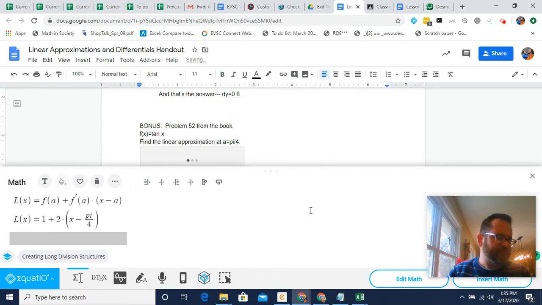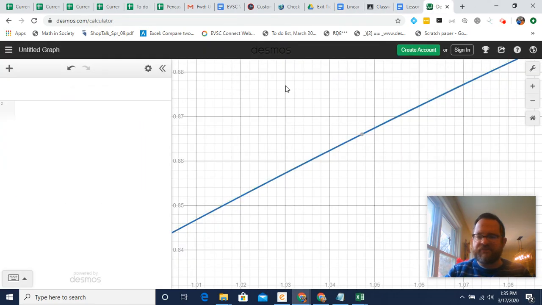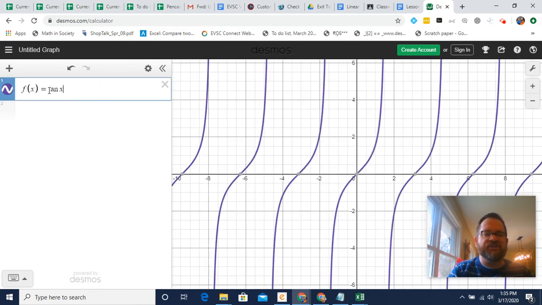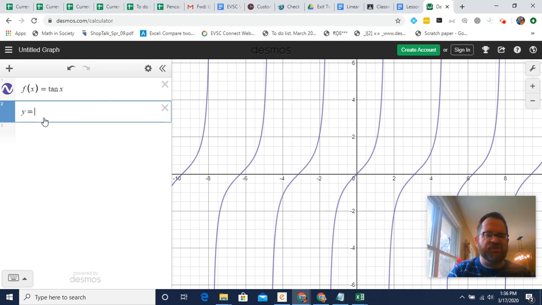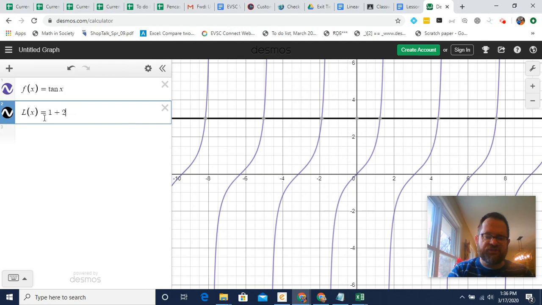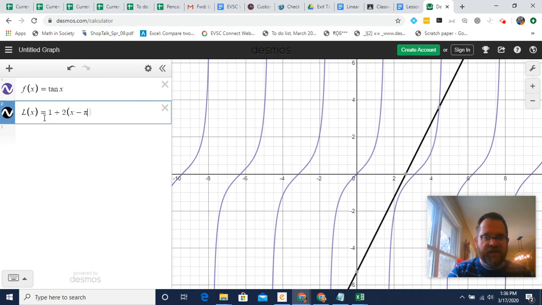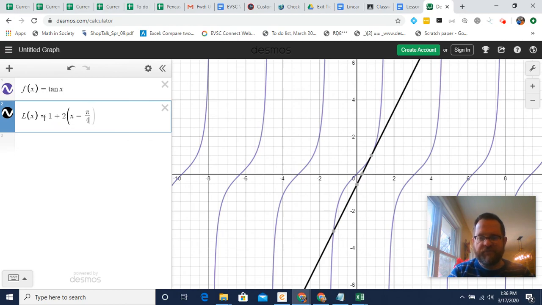Insert that in here right here. And let's actually compute that one. Let's go and actually do it in Desmos. All right. F of x equals the tangent of x. Oh, what an old friend. What an ugly looking little thing right here. But we're saying that we think our linear approximation to that, let's use L of x, is 1 plus 2 times the quantity x minus pi over 4.